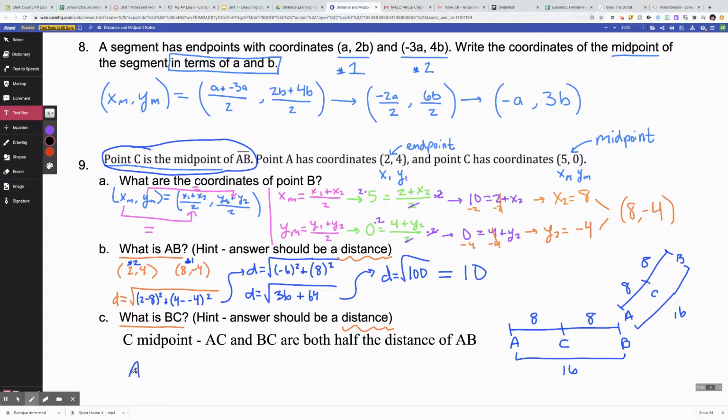So if AB, which is the whole thing, is 10, then that means BC is 1/2 of AB. So that means BC is 1/2 of 10, which is 5. Right? Much easier than using the distance formula a second time. But you can use the distance formula if you use points C and B, and you would get the exact same answer. All right, everybody, so that is it for this midpoint practice problems video.